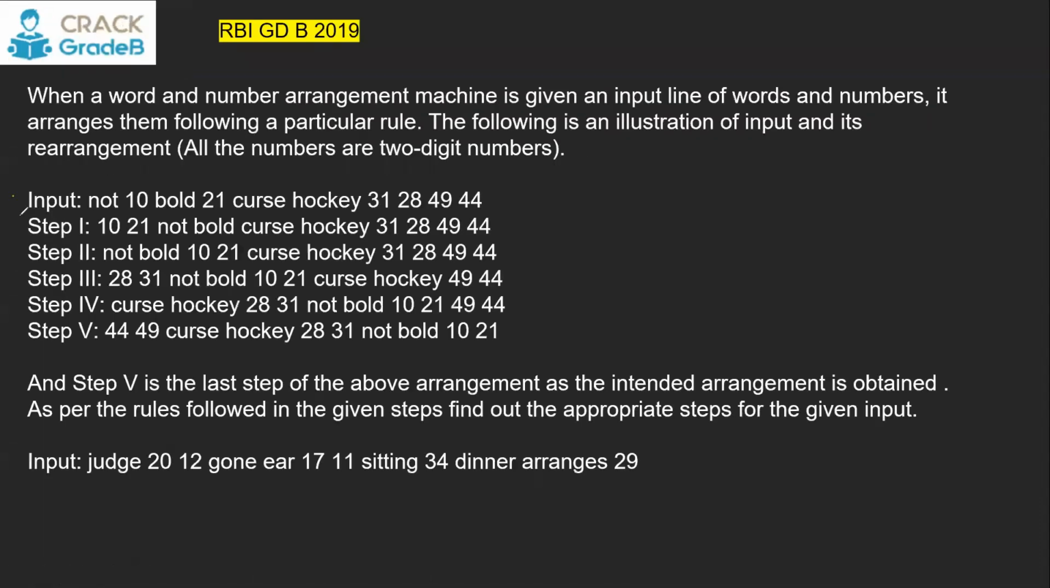What happens is, from input to step 1, in the first step, 10 and 21 both are coming in front. 10 also and 21 also. After that, there is NOT, bold, curse, hockey, 31, 28, 14 and 40. That means the other numbers are in their own places. That means 2 changes per step, 10 and 21. Now 10 and 21 are there. NOT and bold, they come to their places. So NOT and bold.